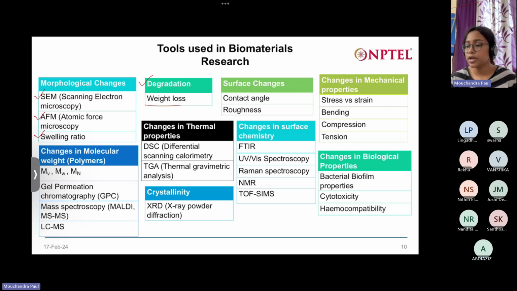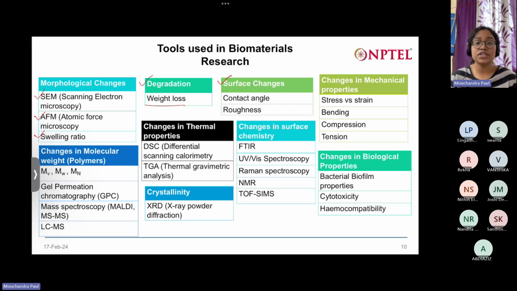Then surface changes. As I was saying, there are nano patterns and micro patterns. That patterning changes the surface characteristics. Then it can change the hydrophobicity or hydrophilicity. For that we measure the contact angle, or we use AFM to understand how rough it is.